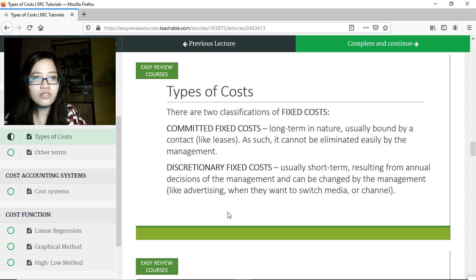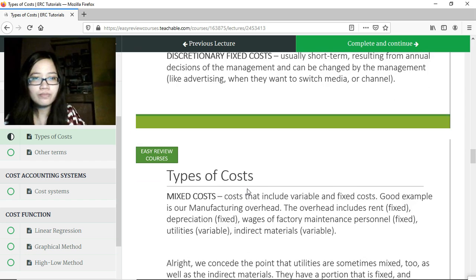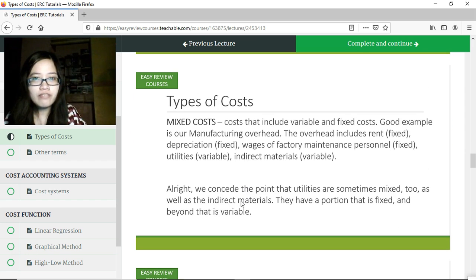Okay? And so, tinatawag natin siya na discretionary fixed cost. Okay? For a period of time, usually 1 year, naka-fix na siya. Okay? Pero, siya ay pwede mong baguhin the following year. Okay? So, discretionary, pwede mong baguhin the following year. Unlike itong committed fixed cost na usually ay for a number of years, hindi mo siya pwedeng basta-basta baguhin na lang. Okay? And then we have mixed cost.